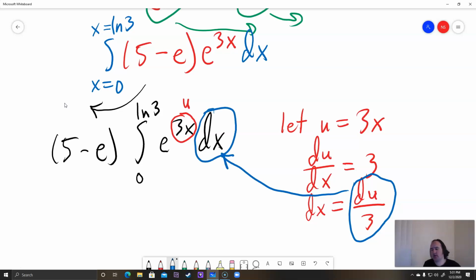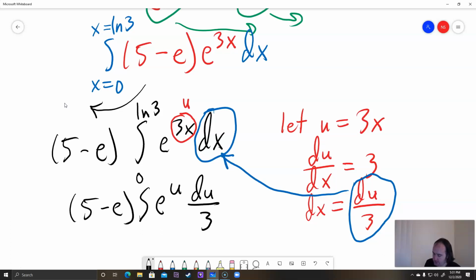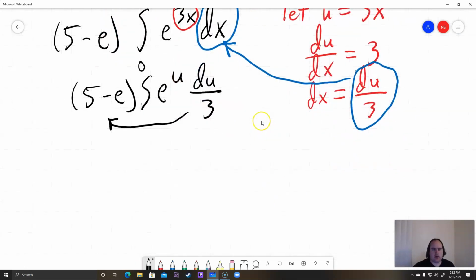Okay, so it's a little bit trickier than the last u substitution. But after we do all that, what we're going to end up with is e to the u times du over 3. So we have the integral of e to the u times du over 3, and we still have a 5 minus e out front. So we can factor out the 1/3, bring that out front. So out front, we're just going to have 5 minus e all over 3.